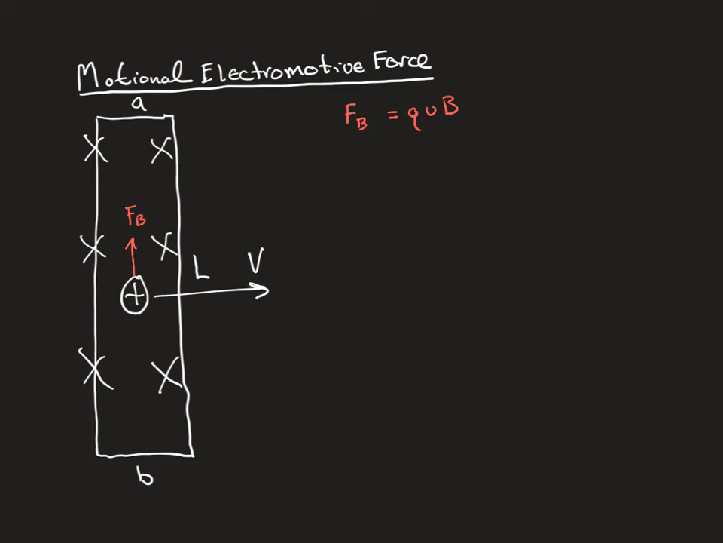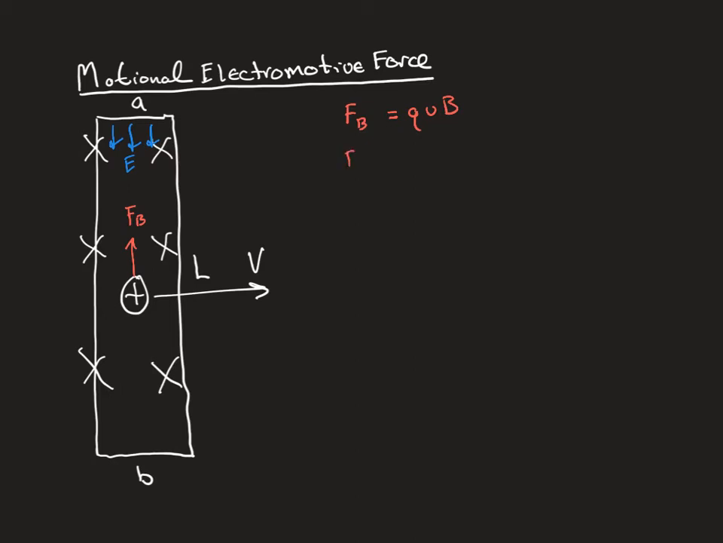Now, this is not a complete circuit. This is just a metal bar. So as we push the positive charge towards point A, that's going to cause charge separation, which is going to create an electric field that points in the opposite direction, opposing the motion of those charges.